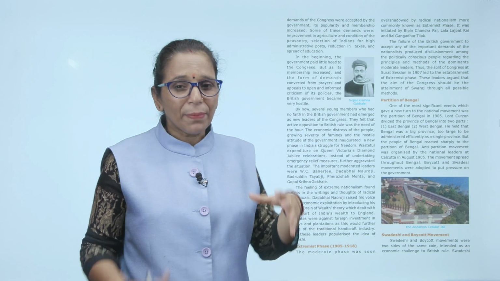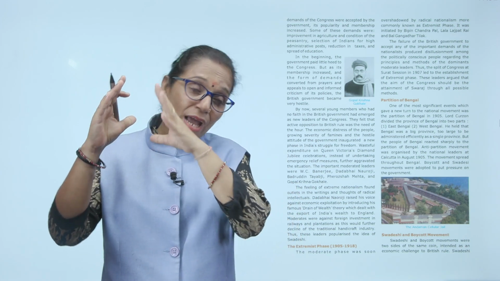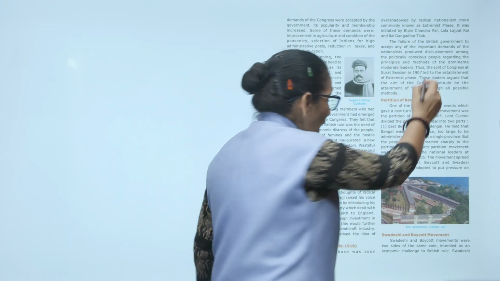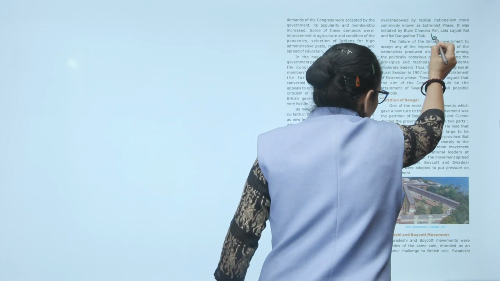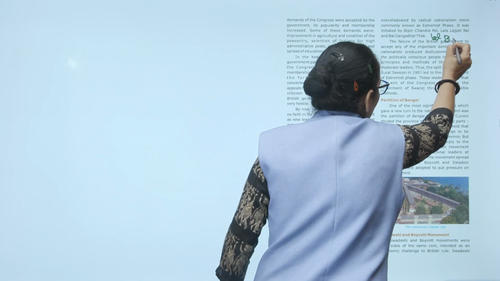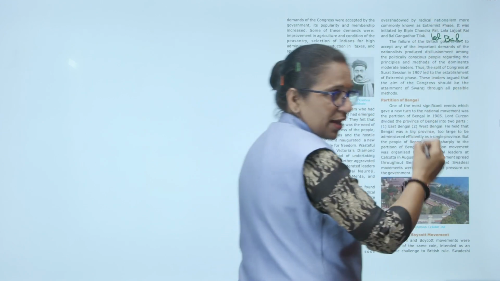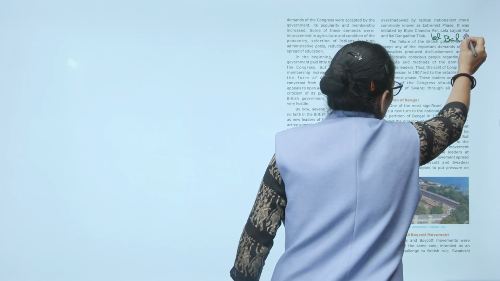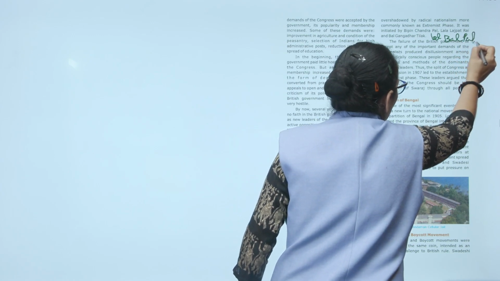Now, here come Lal Bal Pal. You have to remember these names. L-A-L, Lal, then Bal, and after that Pal. Now what is this Lal, Bal, Pal? Lal means Lala Lajpat Rai. Then Bal means Bal Gangadhar Tilak. And Pal is Bipin Chandra Pal.